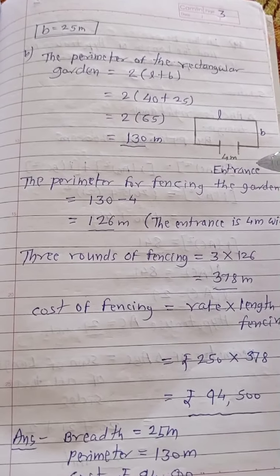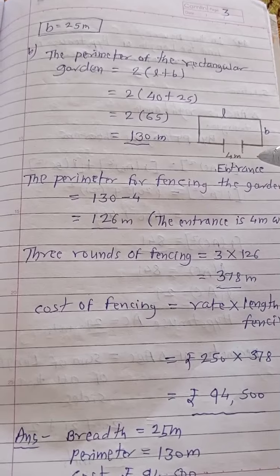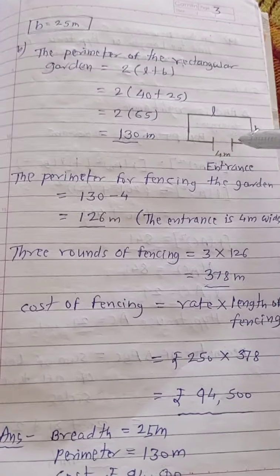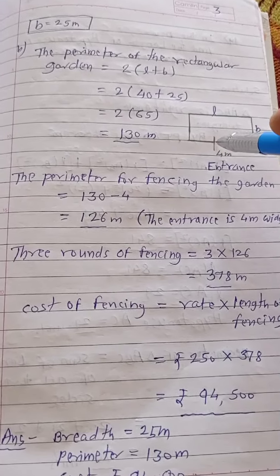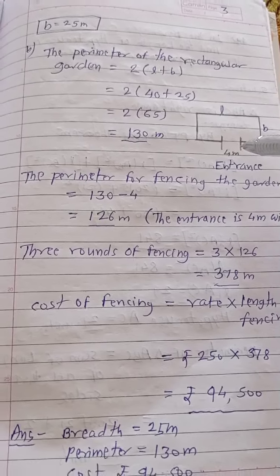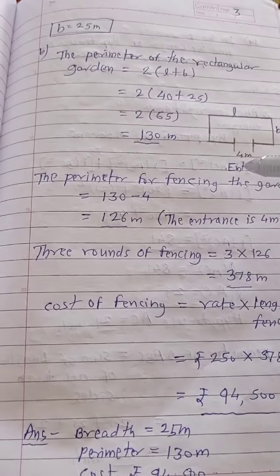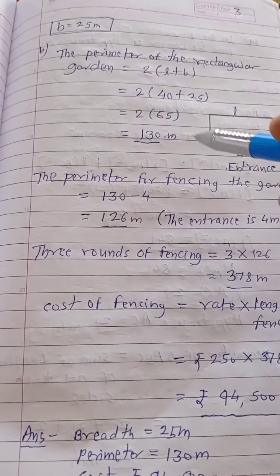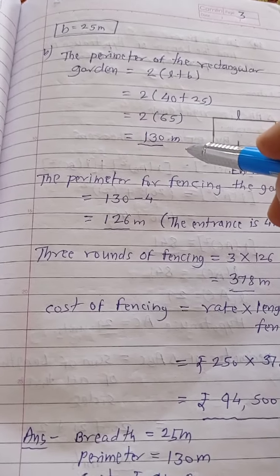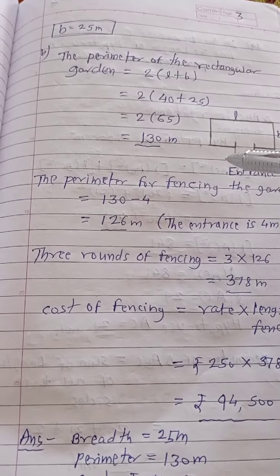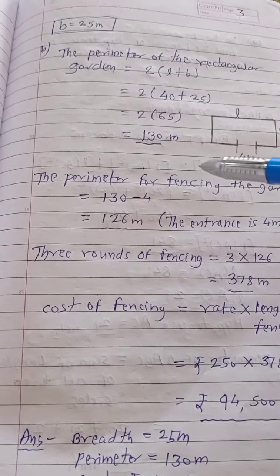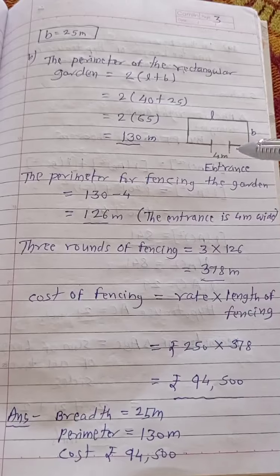Here see, the perimeter of fencing of a garden, how can you find it out? See, this 4 meter entrance gap is there, and for that entrance you do not require fencing, and therefore what you do for fencing for one round, you require 130 meter as wire, but here they have a gap of 4 meter, that you subtract, that will give the perimeter of fencing of the garden.